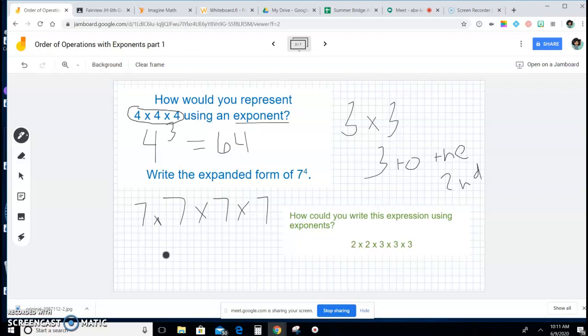I'm okay if you use a calculator for this. No, we're not adding 7 plus 7 plus 7. We are multiplying 7 times 7 times 7 times 7. So if you're thinking 28, that's not what it is. You want to multiply it over and over again.